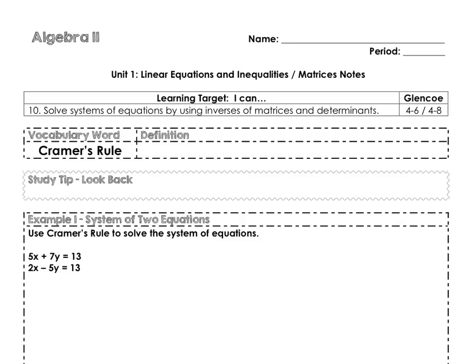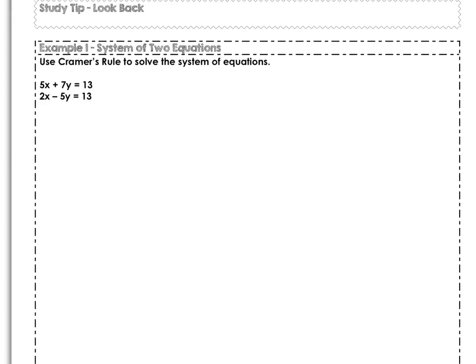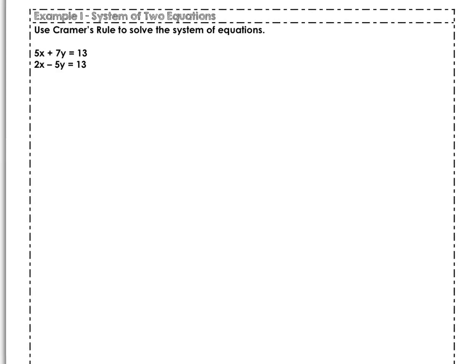This is your lesson for solving systems of equations using inverses of matrices and determinants. It follows the notes set by Glencoe 4.6 and 4.8. The first example we're going to take a look at involves a 2x2 system of equations. We're asked to solve it using Cramer's rule.